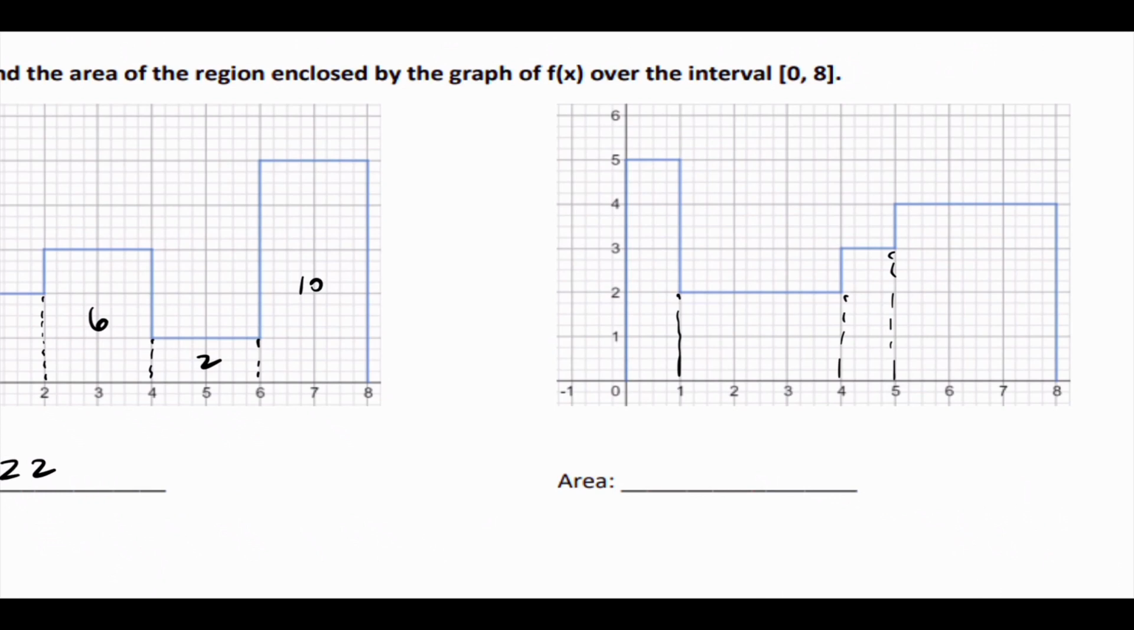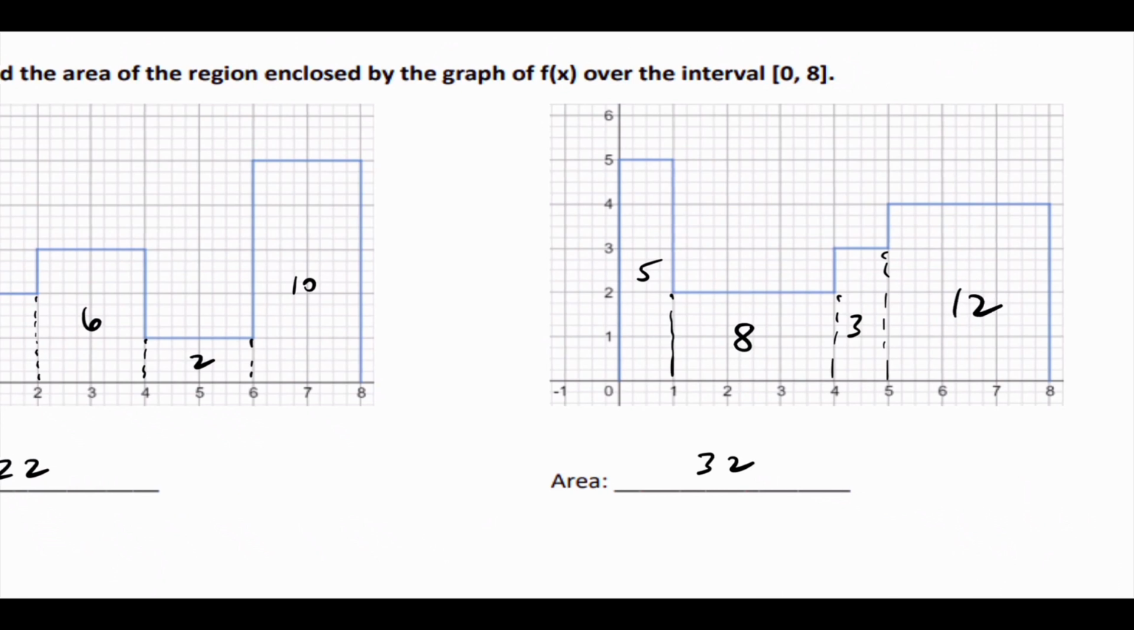The only difference here is they're just smaller rectangles. 1 by 5, 4 by 2, 1 by 3, and 4 by 4. So you get 13 plus 19, which is 32. Then a 3 by 2, a 3 by 2, and the last one is 3 by 4, so that'd be 12. So it'd be 11 plus 15, which is 26.